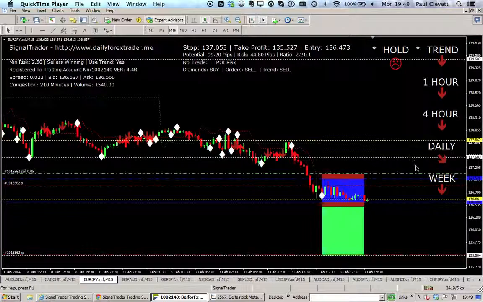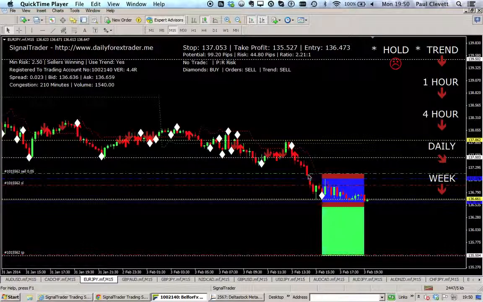Now, when the trade went on, basically it was like this. You can see all the trends are bearish. SignalTrader shows you the 15-minute trend, the hourly, the 4-hourly, daily, and the weekly, all on one chart. So the entry was where this green line was. Now you can see this red line following the trade down.